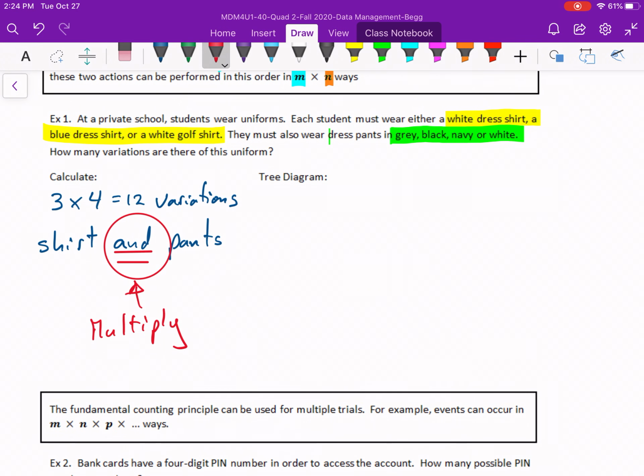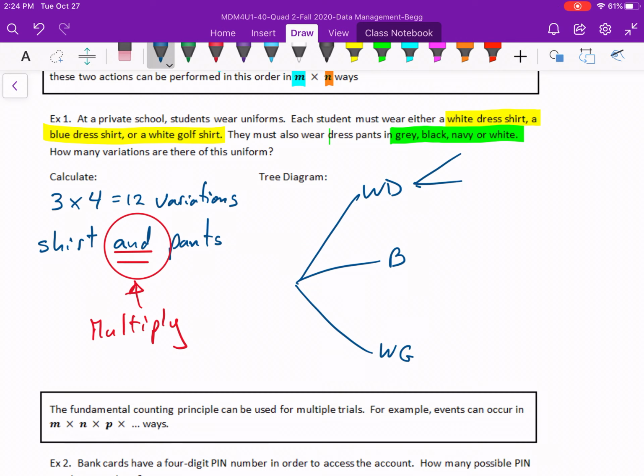Now we've seen how we can use tree diagrams to help us count. So let's just back this up and make sure that we can see all 12 possibilities. So on the tree diagram, let's start with the shirt. You could have a white dress shirt, you could have a blue dress shirt, or you might have a white golf shirt. So first you pick your shirt, maybe. Then you pick your pants to go with it. And no matter which shirt you've chosen, you've still got the same 4 pairs of pants to pick from. So you've got gray, black, navy, or white.